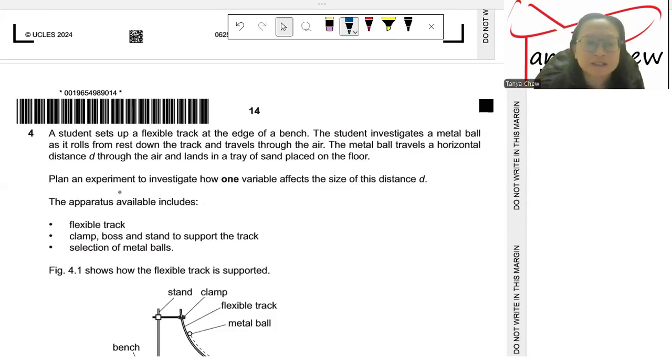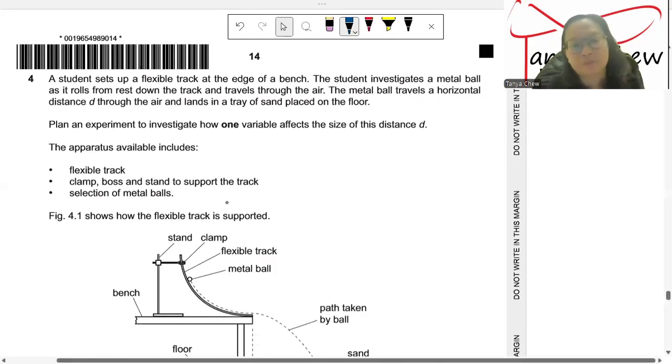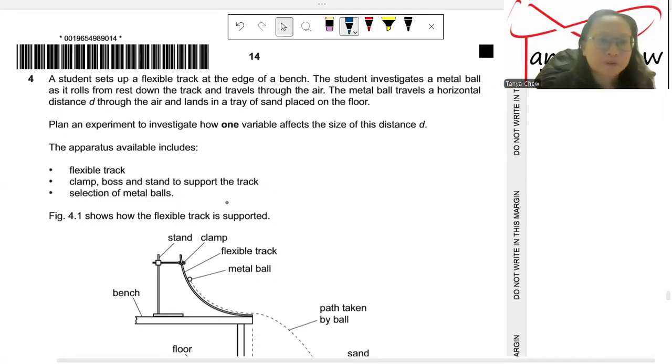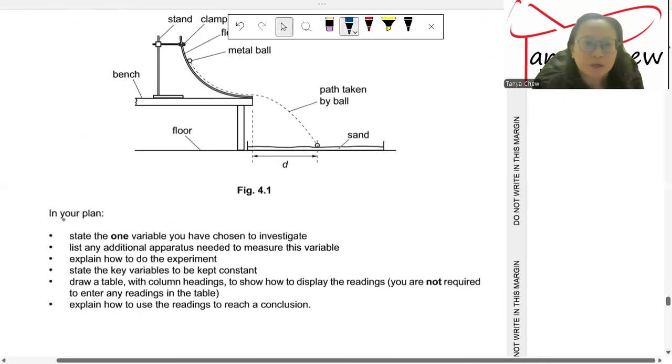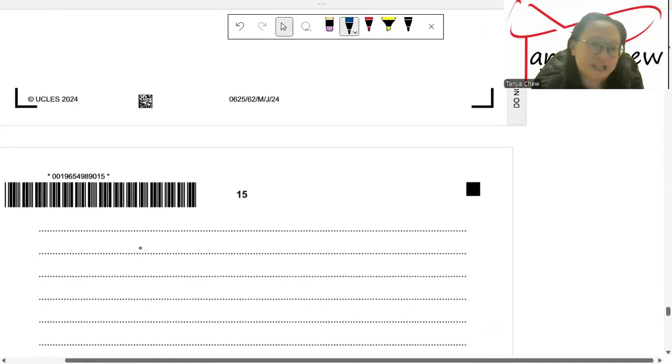The apparatus available includes a flexible track, however long you want it to be, a clamp, balls, and a stand to support the track. There is a selection of metal balls, with different sizes and different masses, right? Fig 4.1 shows how the flexible track is supported. In your plan, state one variable you have chosen to investigate.